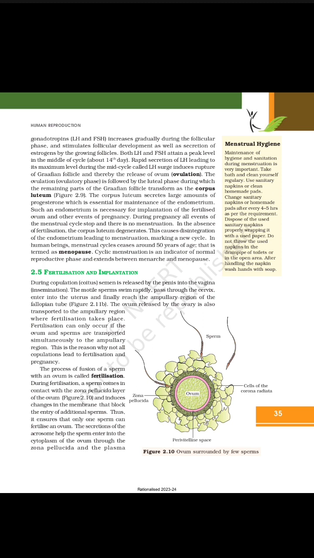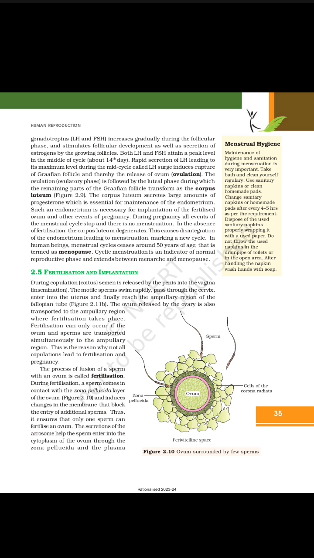Both LH and FSH attain a peak level in the middle of the cycle. About the 14th day, rapid secretion of LH leading to its maximum level during the mid-cycle, called the LH surge, induces rupture of the Graafian follicle and thereby the release of the ovum (ovulation). The ovulatory phase is followed by the luteal phase, during which the remaining part of the Graafian follicle transforms into the corpus luteum. The corpus luteum secretes large amounts of progesterone, which is essential for the maintenance of the endometrium. Such an endometrium is necessary for implantation of the fertilized ovum and other events of pregnancy.